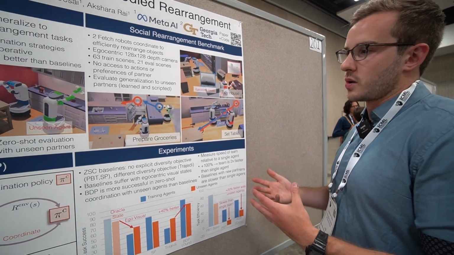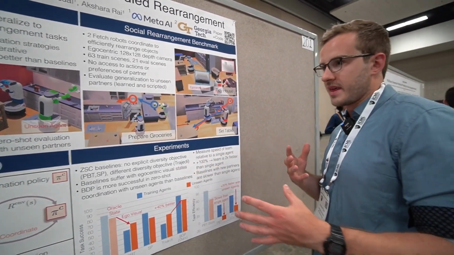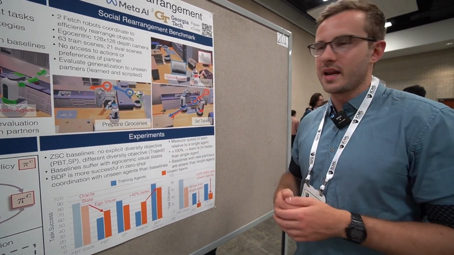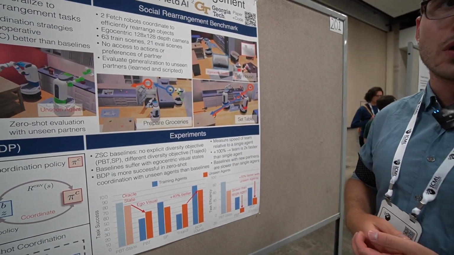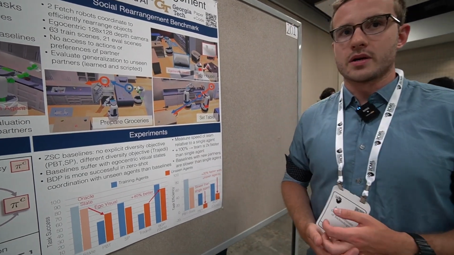So maybe you see your partner is going into the kitchen, you have to adapt to that, maybe move out of the way so you don't collide. You maybe see they're grabbing the apple, so you help out by grabbing the bowl. So it's all about adapting to what your partner is doing.